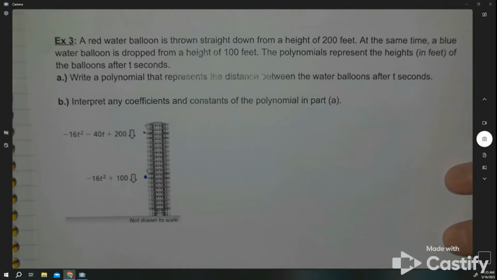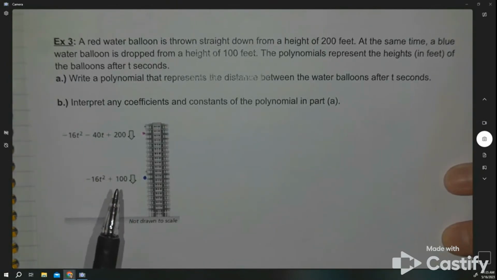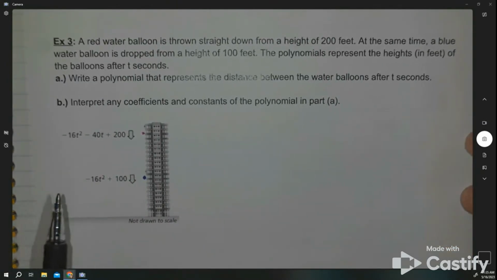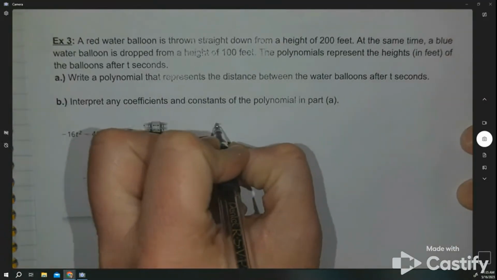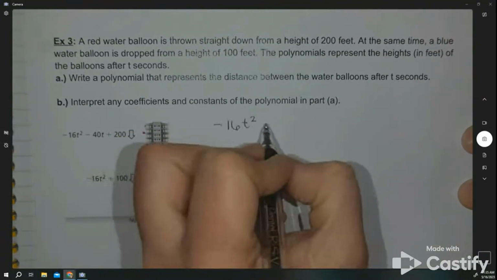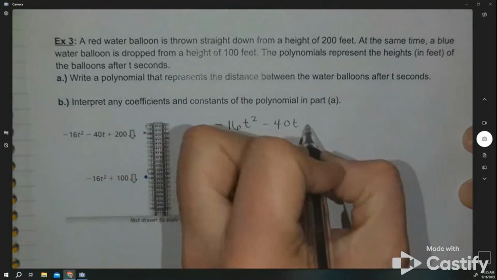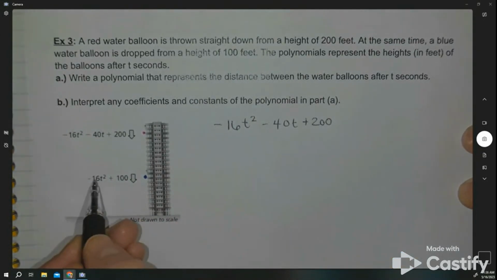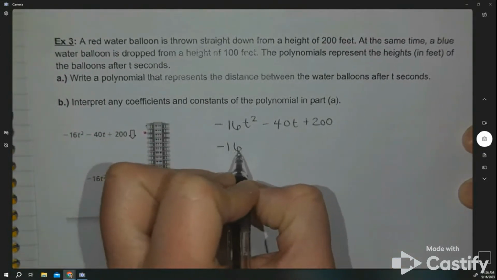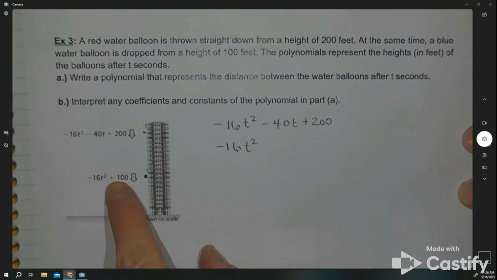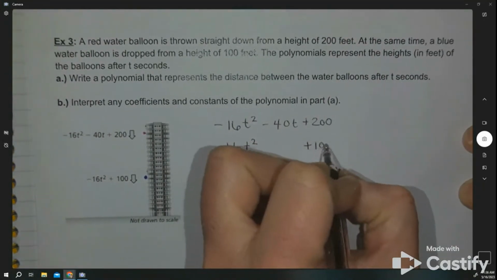So what I'm looking at is taking the information that I was given here, and I have to find the distance between them, right? So if I find the distance between, we're subtracting. So that gives us negative 16t squared minus 40t plus 200. And we're subtracting this negative 16t squared. This one doesn't have a plain old t, or t to the first. So then I'm going to put my plus 100 on this end over here.